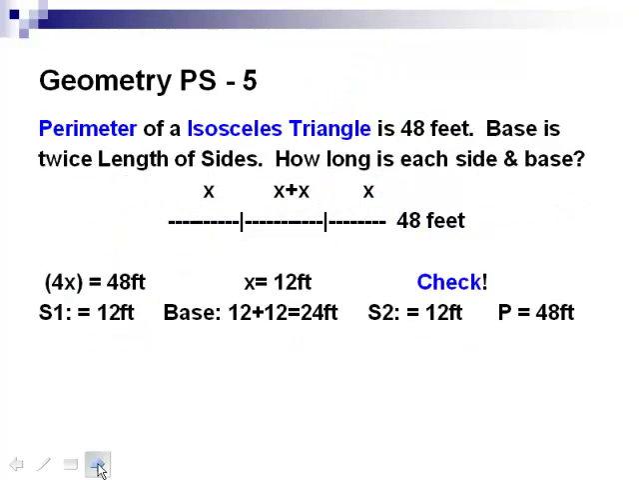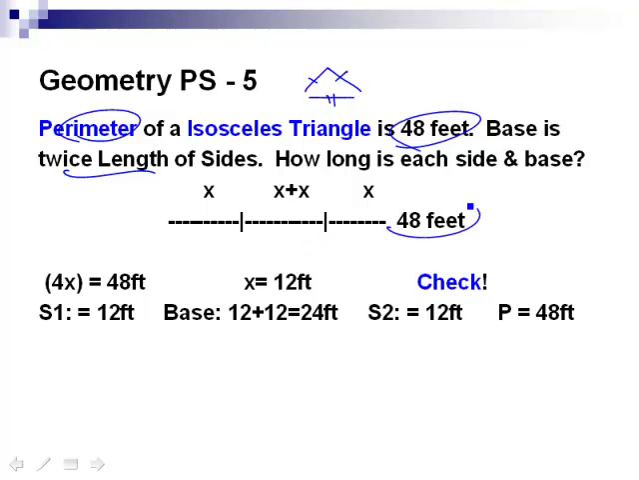All right, now let's talk about perimeter. The perimeter of an isosceles triangle. Again, the old isosceles triangle here, where basically the sides are the same and the base is different. Excuse me. The perimeter is 48 feet. The base is twice the sides. Well, that shouldn't be any problem. Look at this. Here we go.